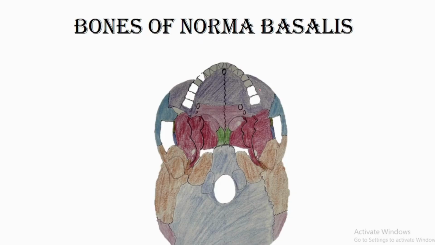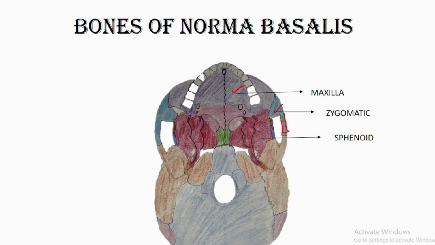First of all, we'll see the bones which are present in norma basalis, from anterior to posterior. This purple colored bone which is present anteriorly, which is lodging the maxillary teeth, is the maxilla. This is the maxillary bone. This is the zygomatic process of maxillary bone, the alveolar arch of maxillary bone, and the palatine processes of maxillary bone. Next is the zygomatic bone. This blue colored bone is the zygomatic bone, and this is the temporal process of zygomatic bone, which forms the anterior one third of the zygomatic arch.